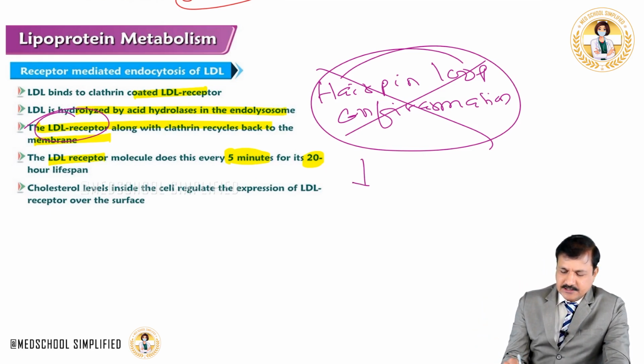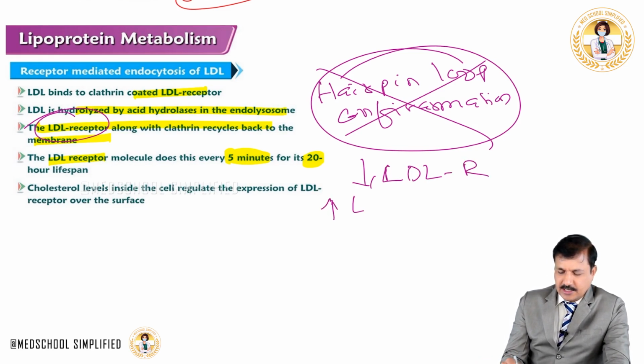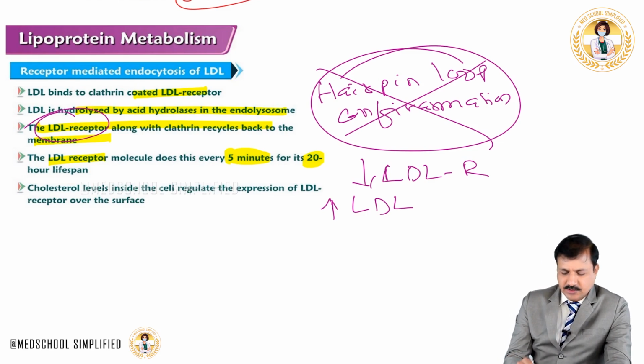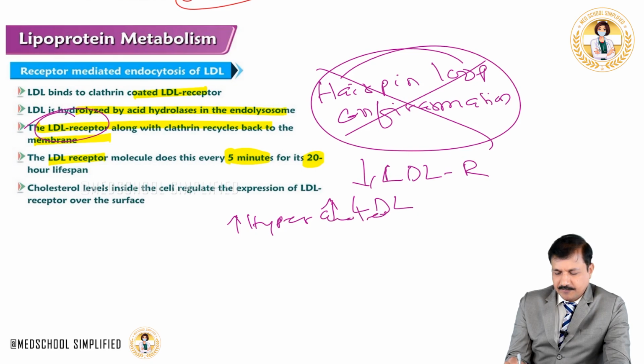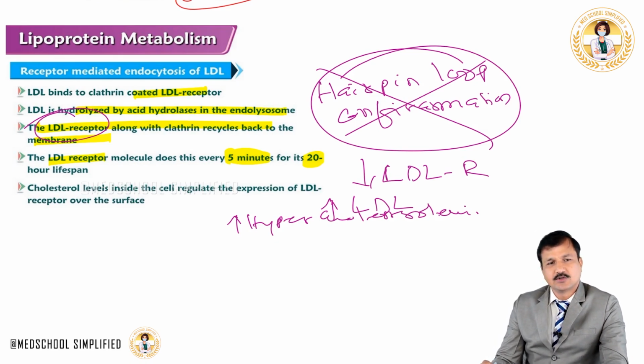So when the LDL receptor levels over the cell membrane decrease, that will lead to an increase in LDL levels in the blood, and an increase in LDL levels in the blood means LDL is rich in cholesterol. That's why it can lead to hypercholesterolemia. This is what happens if LDL receptors don't recycle back to the cell membrane.